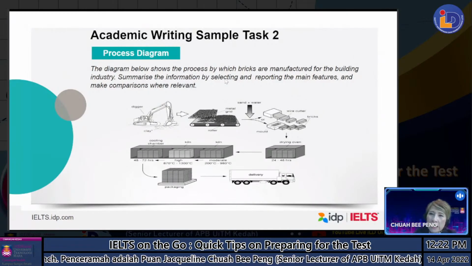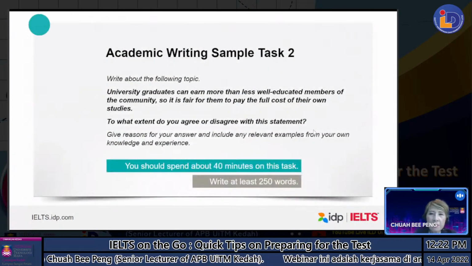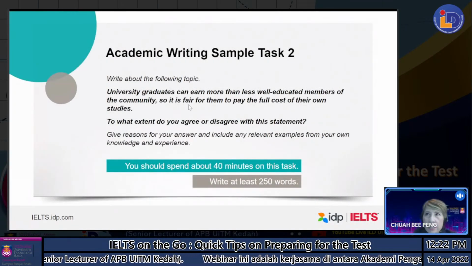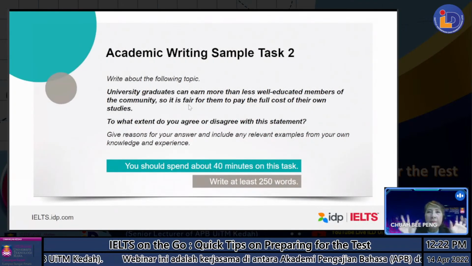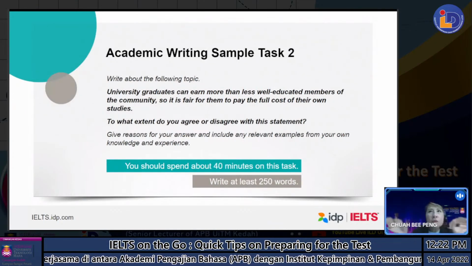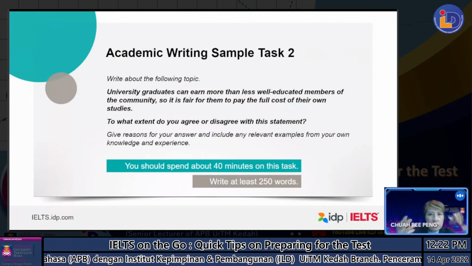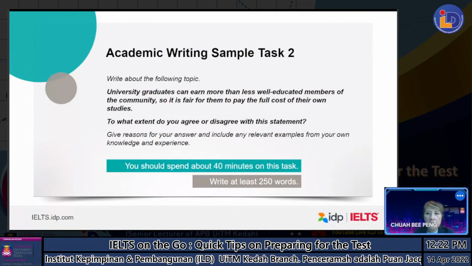So in this case, you may actually get this. You don't know, right? Sometimes it can even be a map, two maps. They show you two different maps of the same place, and the transformation before and after. You have to compare, right?